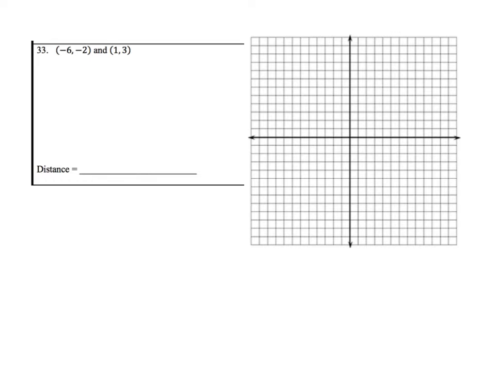All right, number 35. We have (-6, -2) and (1, 3). Again, I'm going to use a squared plus b squared equals c squared. My a is -6, so I'm going to go over to the left 6: 1, 2, 3, 4, 5, 6, and down 2. And then my next one, I'm going to make this just a little bigger. We're going to go over 1 and up 3. So over 1, up 1, 2, 3.